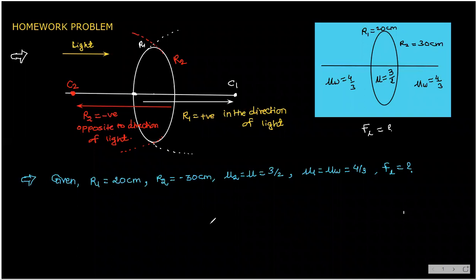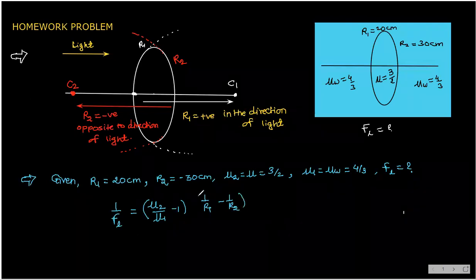Now, we can't use the comparative formula because they did not give us the focal length when the lens is placed in air, so no need. So directly I am using the 1 by f formula. 1 by fl is equal to mu2 by mu1 minus 1, into 1 by R1 minus 1 by R2.